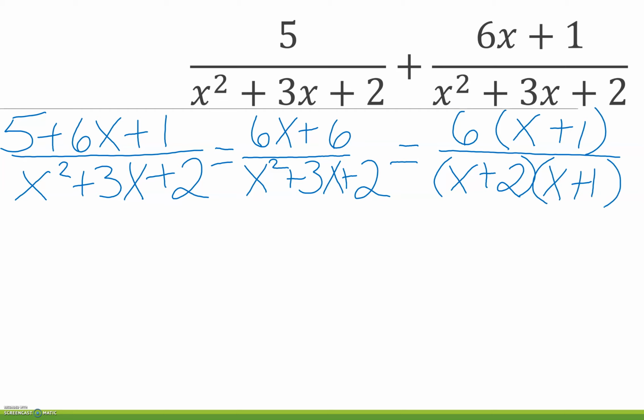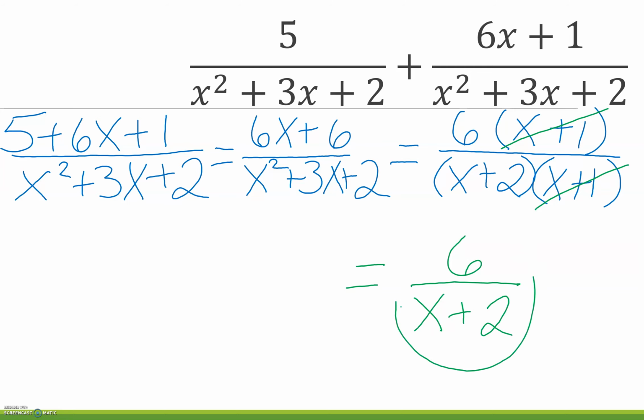Now looking at our numerator and denominator, they do have an x plus 1 in common. They have that common factor, so that could be factored out. And now I'm left with 6 over x plus 2. So 6 over x plus 2 would be our final answer.